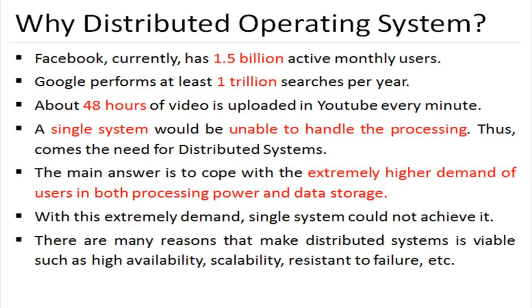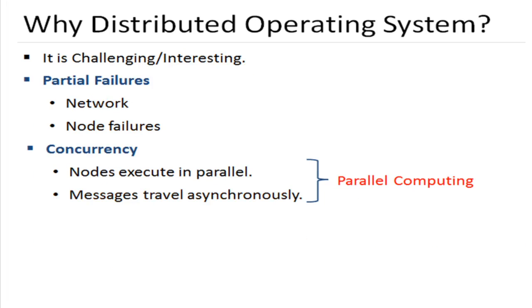It has extremely high demand from users in both processing power and data storage. With this extreme demand, a single system could not achieve it. So the distributed system has high availability, scalability, resistance to failure, etc. Hence, the distributed system is a challenging and interesting operating system, but still it has some failures. First one is partial failure and another one is concurrency.